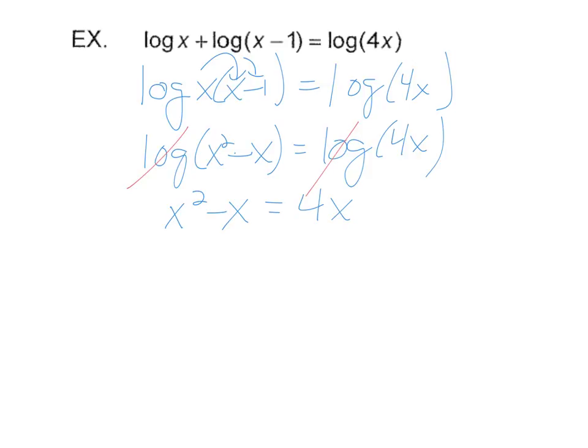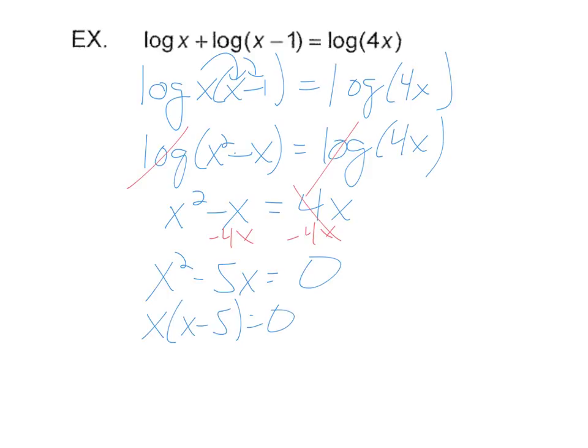It's a quadratic, so we want that all set equal to 0. Subtract 4x. x squared minus 5x equals 0. And that factors, I can pull an x out. Now set each term equal to 0. We have x equals 0, x minus 5 equals 0, so x would equal 5.